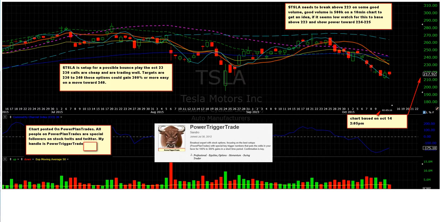As you can see, I don't just say buy something. There's a plan. I planned this out. I gave some option ideas, right? And these did very well. In the first 30 minutes, 150%, and holding some still for more possible profits. We'll see where this goes, but this hit one of my targets, as you can see, 230 to 240, on that day of confirmation. Anyways, Tesla needs to break above 223 on some good volume. Good volume is 500k at a time. As you can see, these are plans.